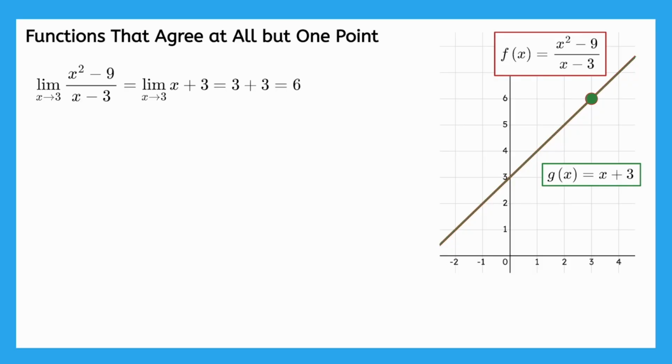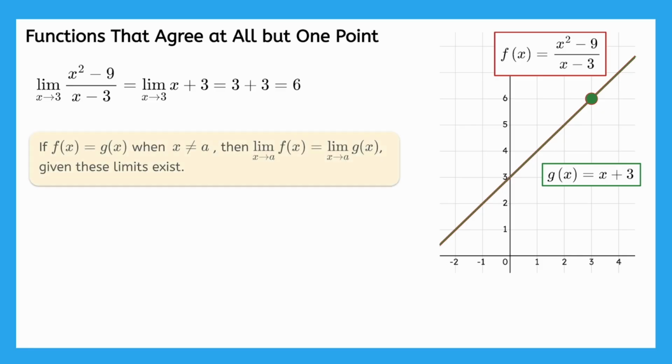This example illustrates an important idea. If we have functions f and g that are equal everywhere except at x equals a, then their limits as x approaches a are equal, given these limits exist. This is exactly the scenario we had here. Since f and g were equal everywhere except at x equals 3, we were able to use g, a nice continuous linear function, to efficiently find the limit of f, which was undefined at 3. Let's apply this concept to a few examples.